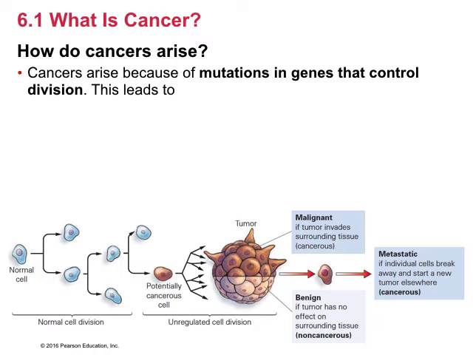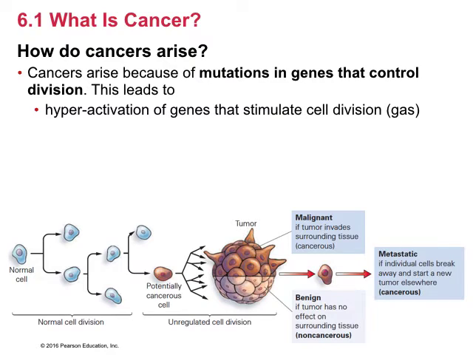Okay, so like I said, cancers arise because of mutations in genes that control cell division. So these mutations can lead to hyperactivation of genes that stimulate cell division, which is like pressing on the gas of the system. Imagine the cell is like a car, and so if you press the gas, that means you're stimulating the cell to divide. So if you hyperactivate these genes, it's like you're stepping on the gas full force, but you still have brakes in the system.